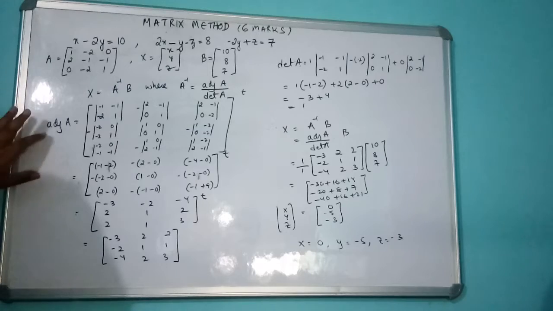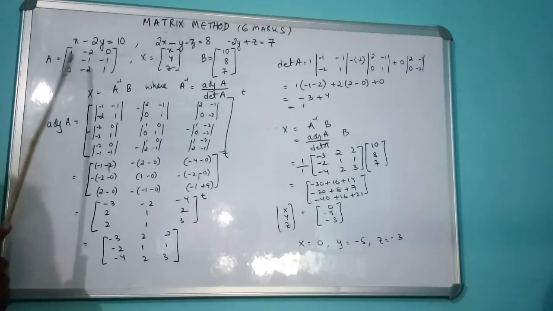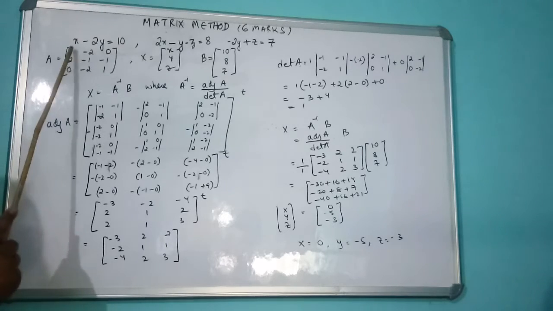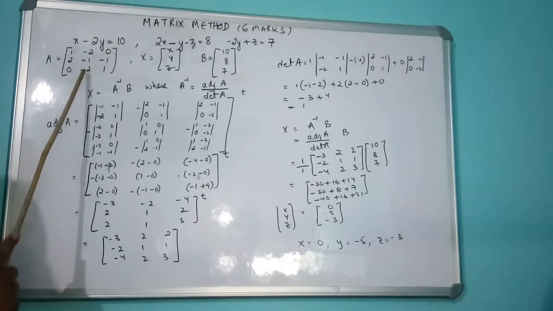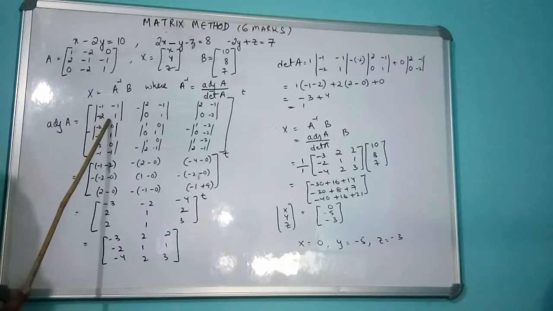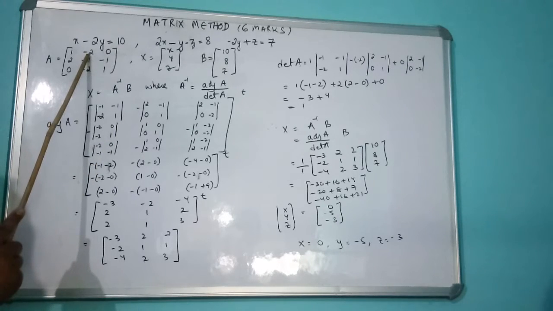Now let us calculate the adjoint. Now look at the first element, 1. Cover the row and column. What is left? -1, -1, -2, 1. That's what I've written. Now the next element is -2.